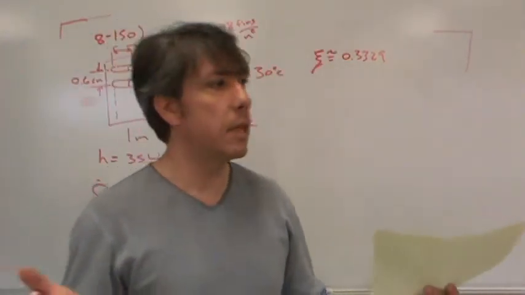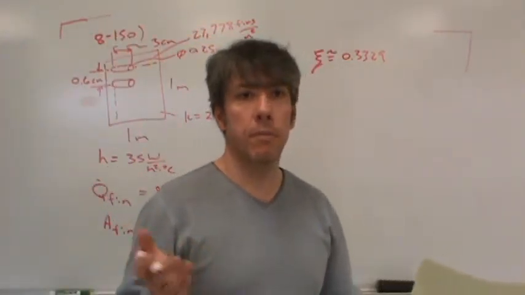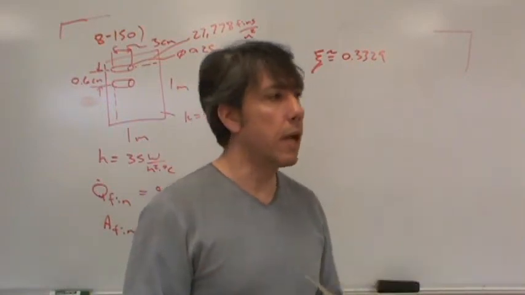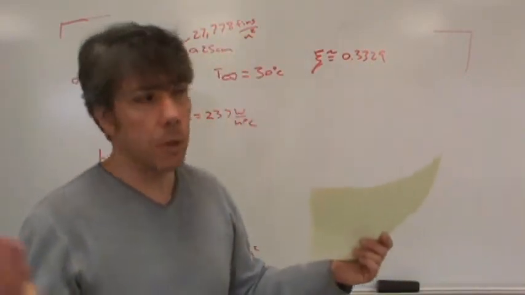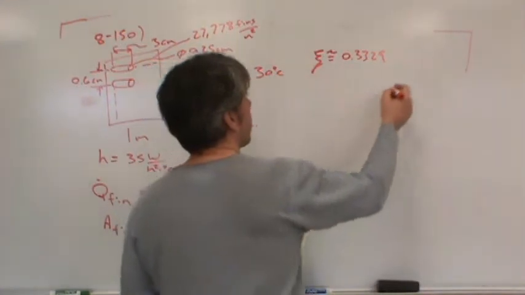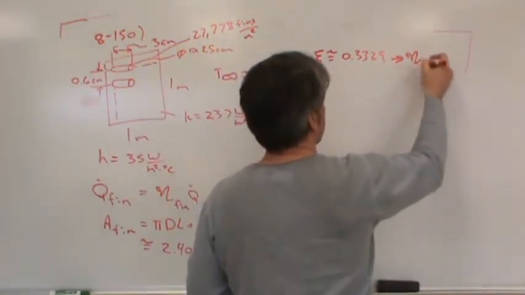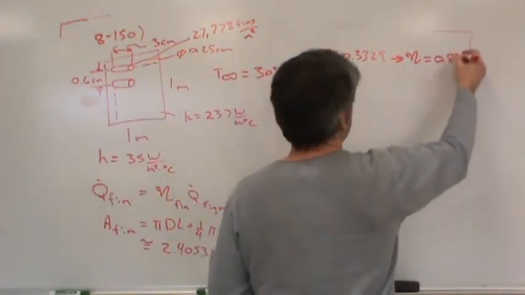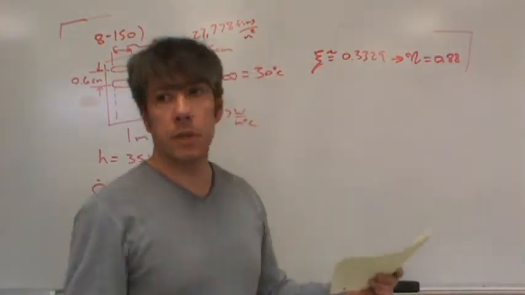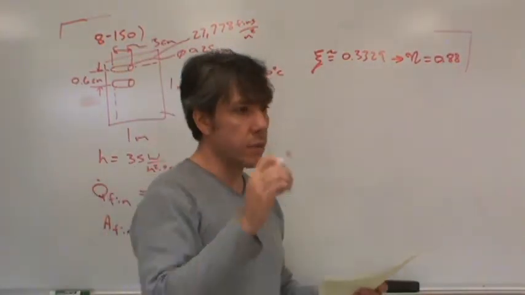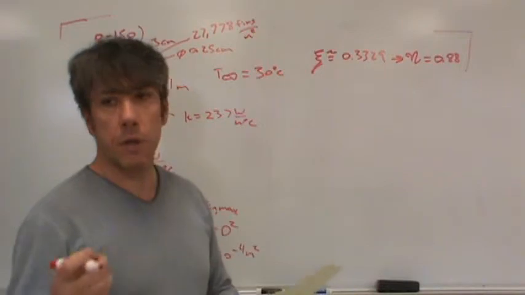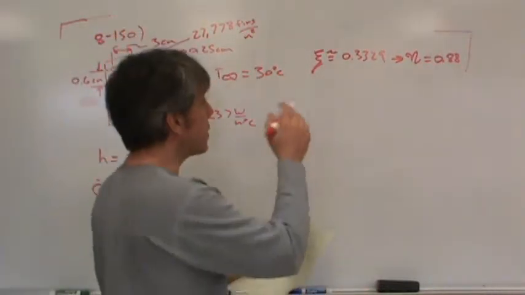84.5. 84.5. Anybody else? 87. 87-ish? Okay. I got about 88%. I'm just going to go with that one mainly because that's what I used in my solution. But any one of the numbers you guys threw out there, 84%, that's fine. There's nothing wrong with it. We're just reading it off of this figure, doing the best we can. Okay, so there's the fin efficiency.